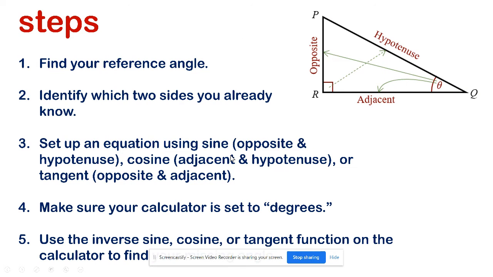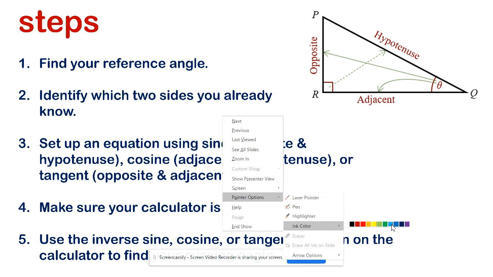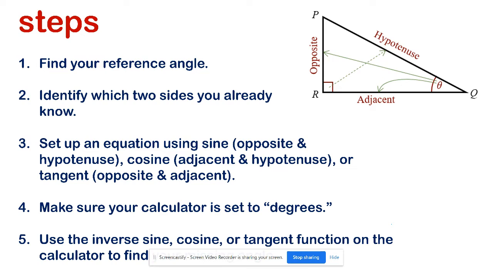So continuing here are the steps for finding a missing angle. When you're finding a missing angle, you're not going to know the angle already because that's what you're looking for. So your reference angle is whatever angle you're being asked to find. So here on this triangle, we have this angle marked with a theta. That would be our reference angle. So you're looking for a theta or an x, or the problem might just say, find the measure of angle P or something like that.